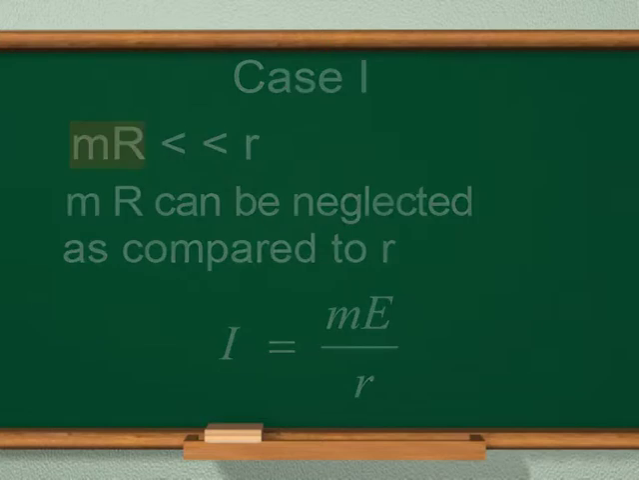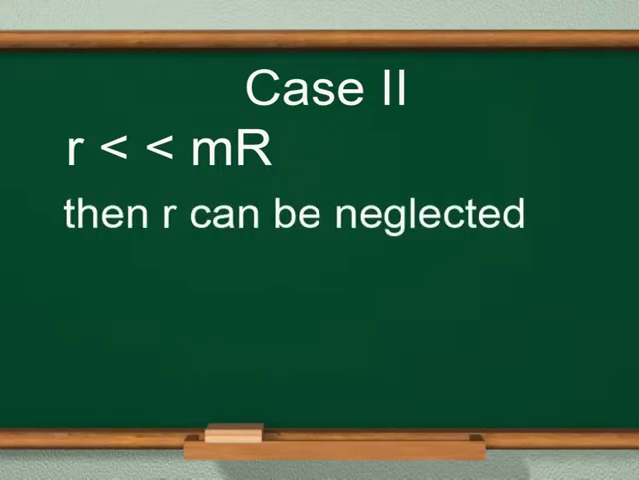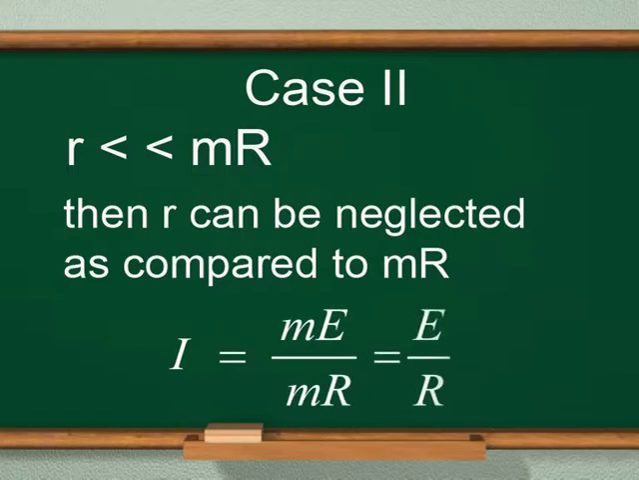Then the second special case can be that the resistance of the external resistor in the circuit be very large as compared to r by m. Then small r can be neglected as compared to mR. Thus, I will be equal to m into E upon m into resistance of external resistance. Hence, the current in the external resistance is the same as due to a single cell.